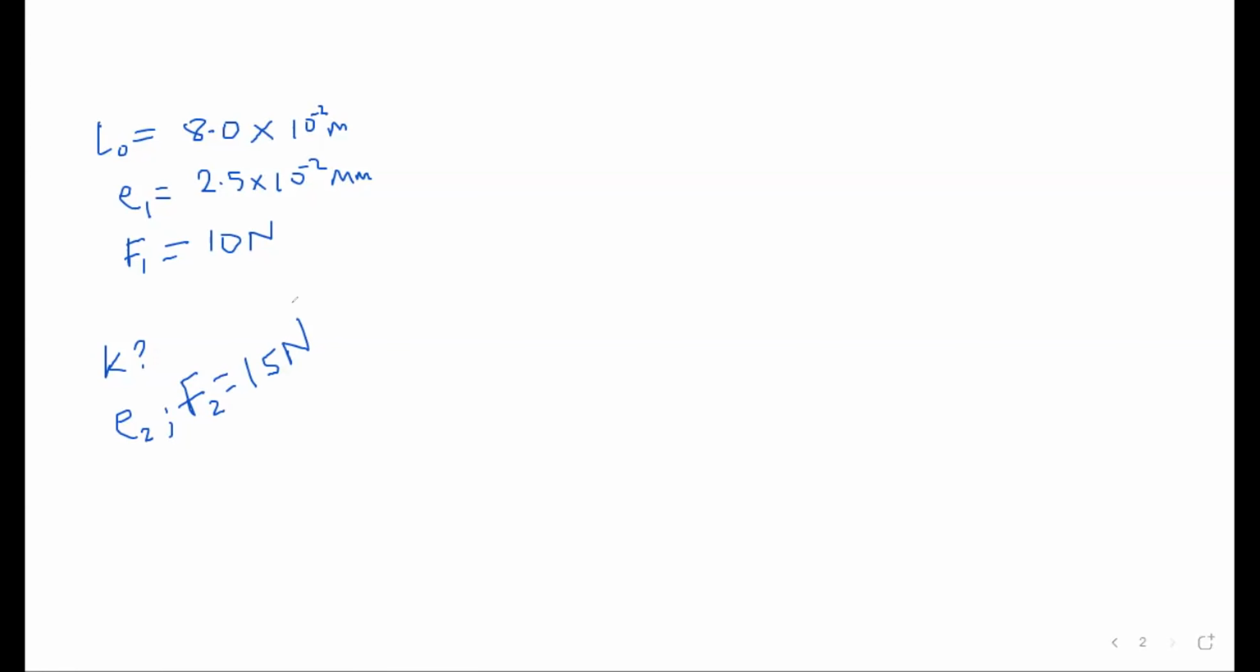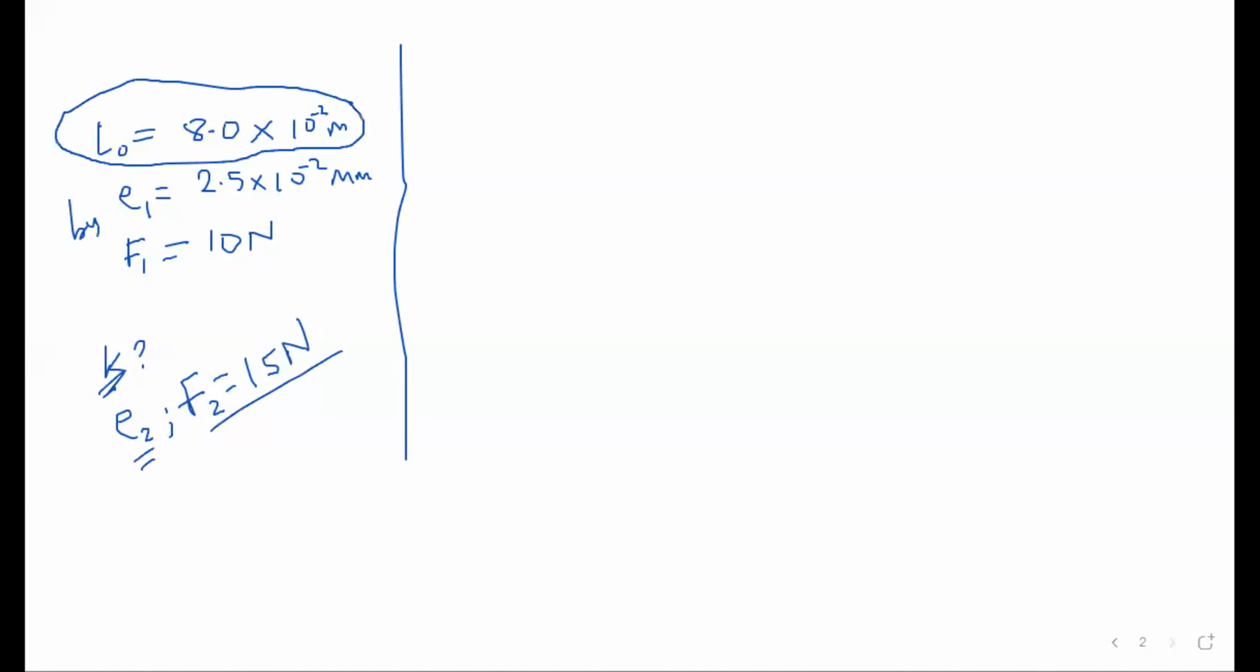So we have those questions there. They want us to get the K, which is the spring constant, and then we also get the extension caused by a force, which is this. When they say natural length, they mean original length, but according to what we have, I don't think we need to use the natural length anywhere. So we are going to focus on the extensions and the forces.